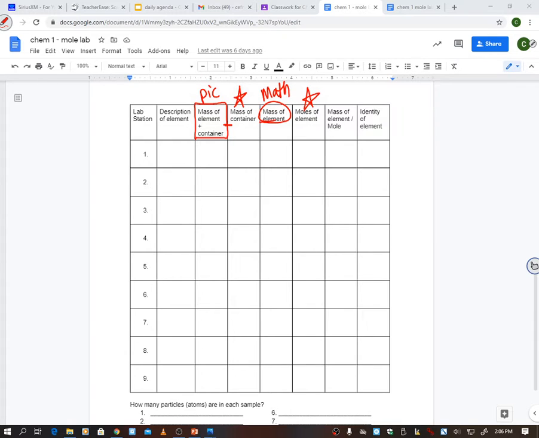Now, look at this. It says mass of element slash mole. So it's saying the mass of your element divided by the moles. That's what that means, divide. So I'm taking the mass and dividing it by the number of moles. Once I get this number, it's going to help me identify what the element is. I'm going to have to use the periodic table for that.